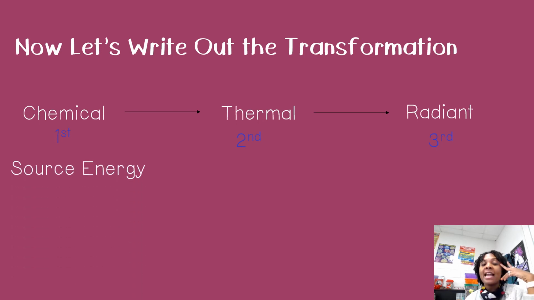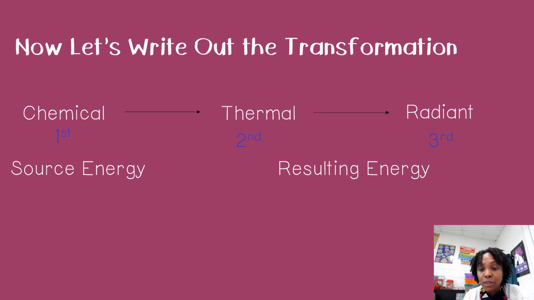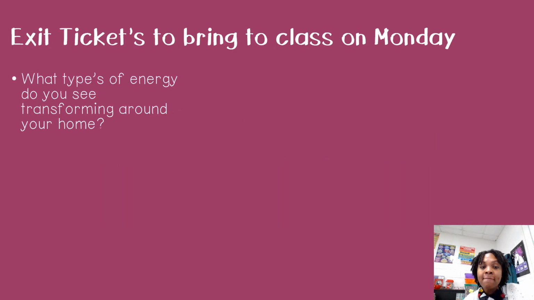Okay, so that chemical energy was the source. We were able to get thermal and radiant energy because the chemical energy was the source. It was the food. It provided what we needed as our resulting energy. We wouldn't have the resulting energy if we didn't have the source. So that chemical energy was the source, and the thermal and radiant energy were the results, okay?